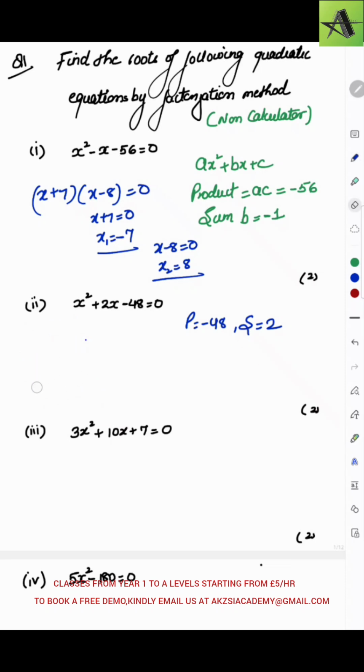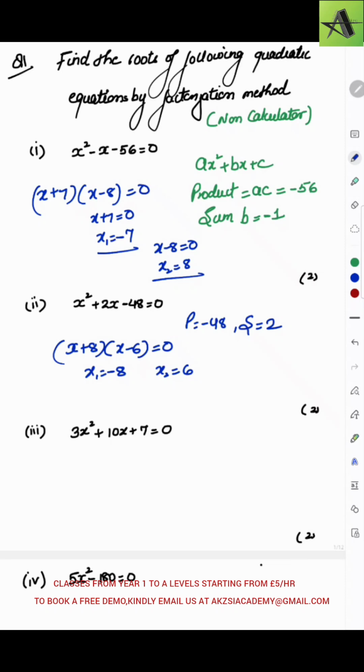8 and -6. So directly I can write x plus 8 and x minus 6 equals 0. From here, x1 is -8 because I have equated one factor to 0. X plus 8 equals 0 gives me x1 as -8 and x2 as positive 6.